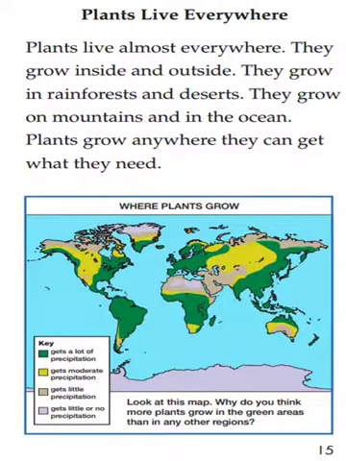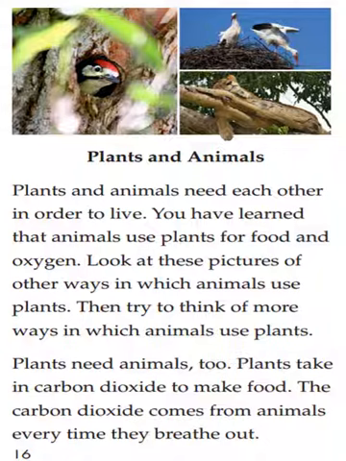Plants live almost everywhere. They grow inside and outside. They grow in rainforests and deserts. They grow on mountains and in the ocean. Plants grow anywhere they can get what they need.